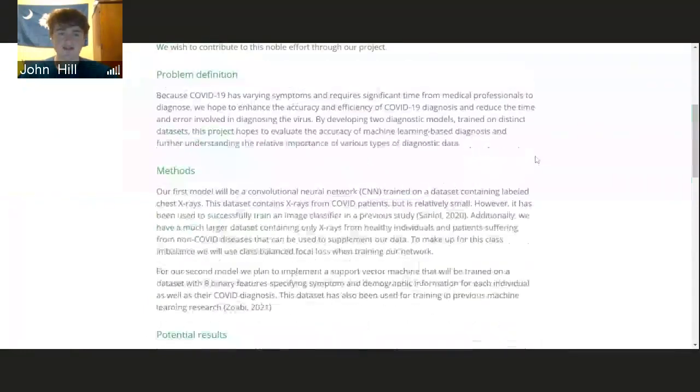Because COVID-19 has varying symptoms and requires significant time for medical professionals to diagnose, we hope to enhance the accuracy and efficiency of COVID-19 diagnosis and reduce the time and error involved in diagnosing the virus. By developing two diagnostic models trained on distinct data sets, this project hopes to evaluate the accuracy of machine learning-based diagnosis and further understand the relative importance of various types of diagnostic data.